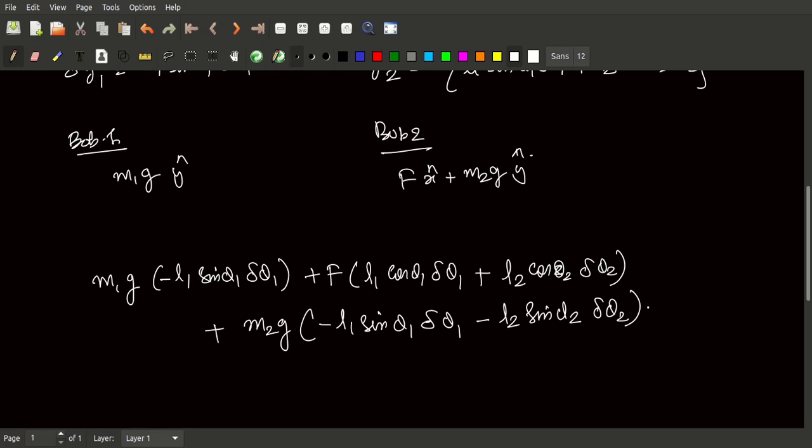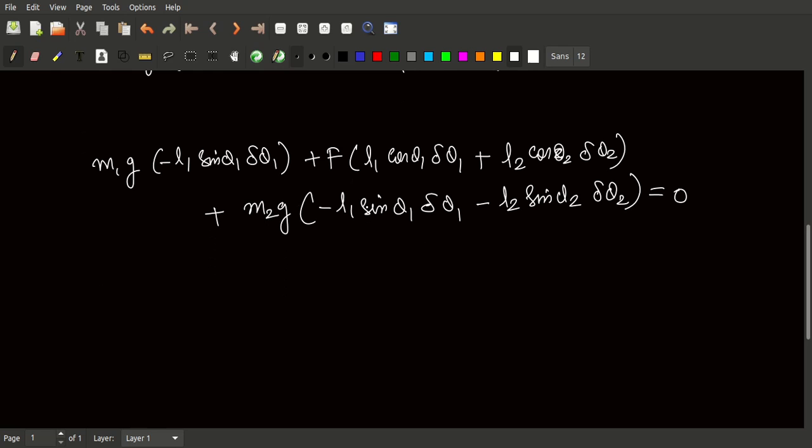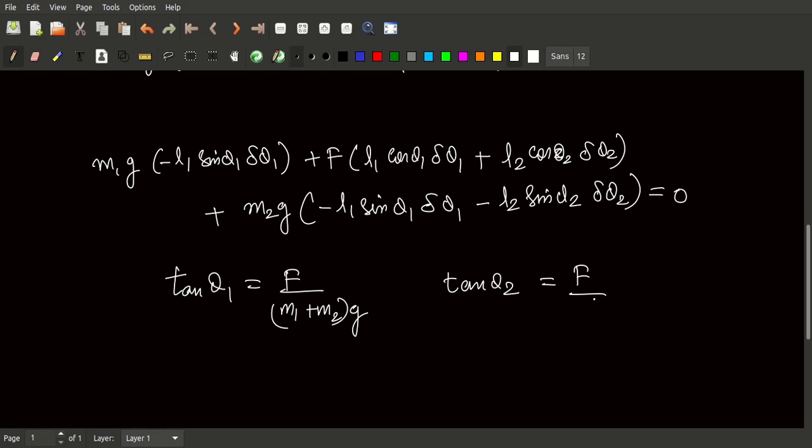Now we know from the principle of virtual work, the total virtual work has to be equal to 0. Now equate it, therefore since it is equal to 0, you can find out the theta 1 terms and theta 2 terms separately. You can solve for them. Those are algebra, you already know. So from here you can calculate the angles. So tan theta 1 you will get equal to F upon (m1 plus m2) times g, and tan theta 2 you will get equal to F upon m2g. So these are the solutions we have in the end.